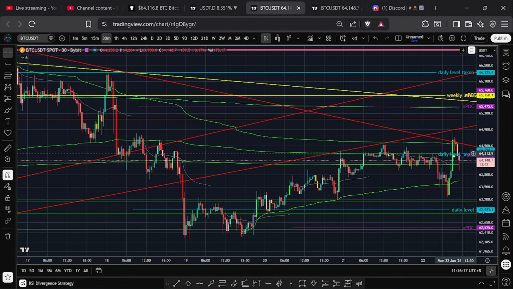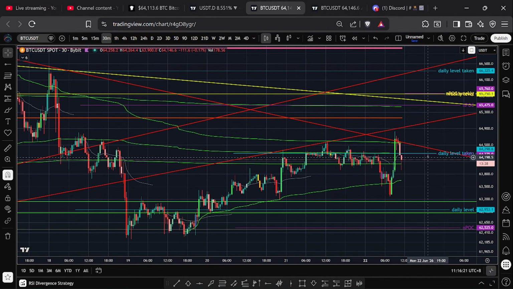It came up, it's now taken out this NPOC from yesterday, hit the daily level, and it's rejected at this area. So we tried to short it, and it was here. I saw this, we got out, now it's come all the way up. Let's see what happens here.